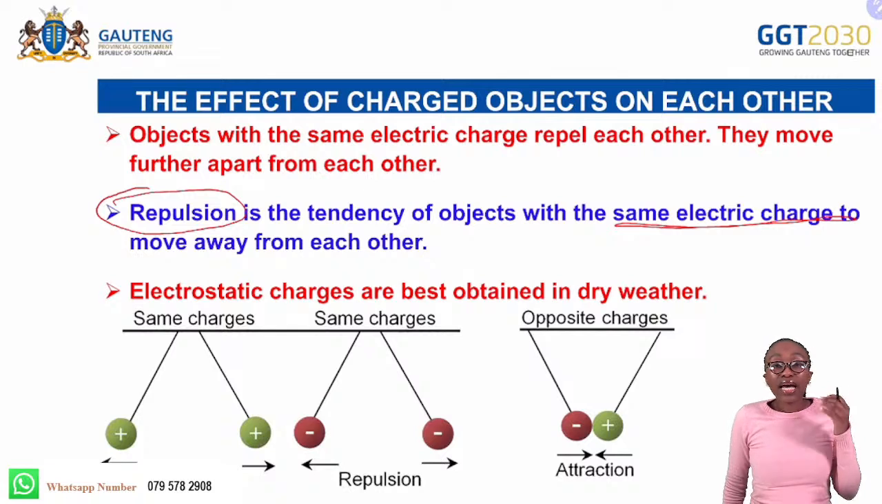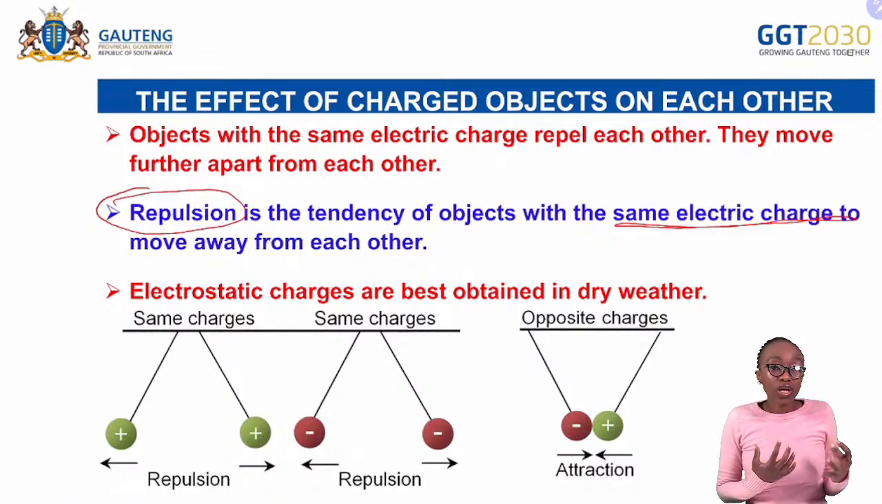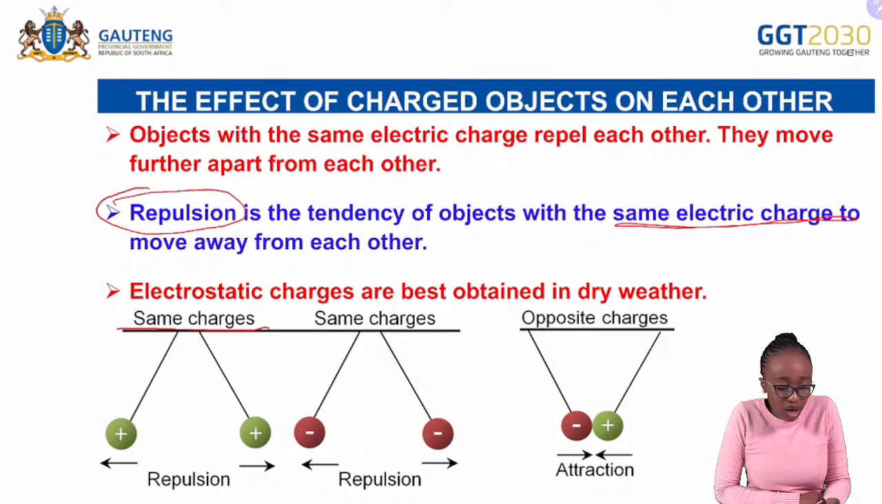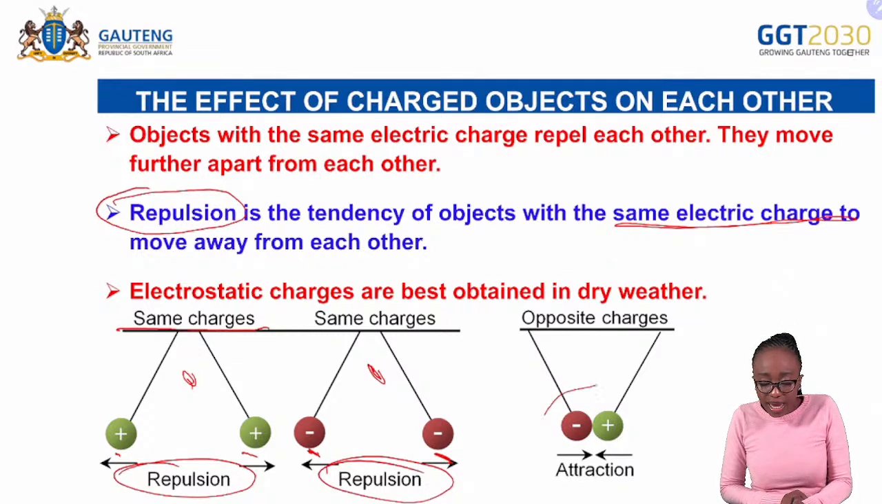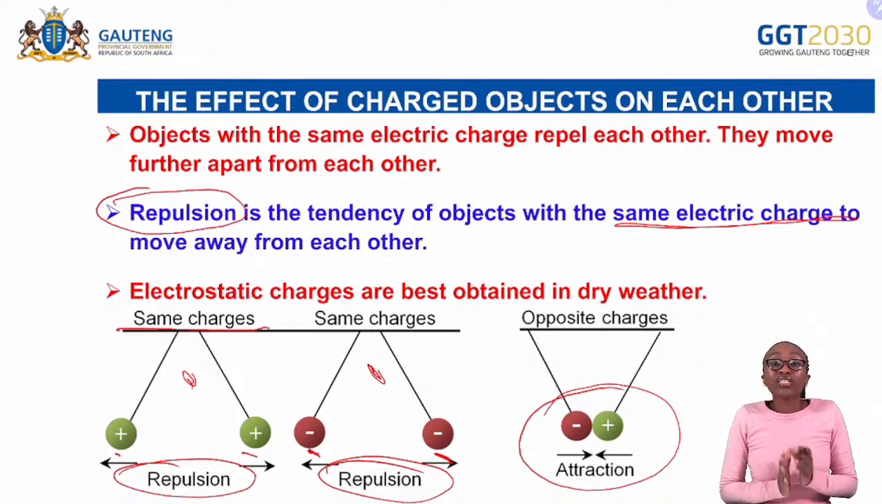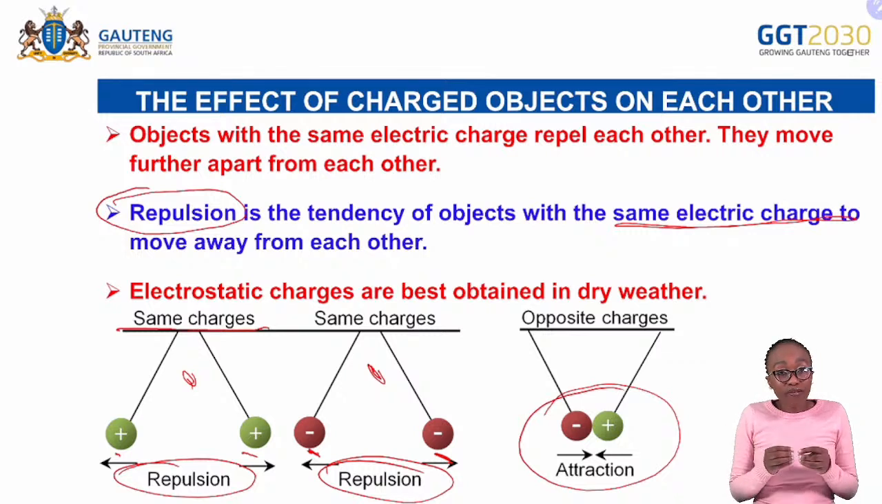Now let's look at the attraction and repulsion that I'm talking about. Now we're saying same charges. Same charges applies to both positive and negative. So if you've got a positive charge and a positive charge, there is going to be some repulsion. They're going to move away from each other. Same as if we have a negative charge and a negative charge, they're going to move away from each other. We call this repulsion. However, they get attracted to each other if the charges are different. If the charges are different, there will be some form of attraction. They'll move towards each other.